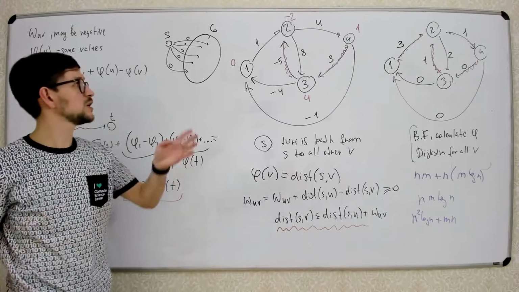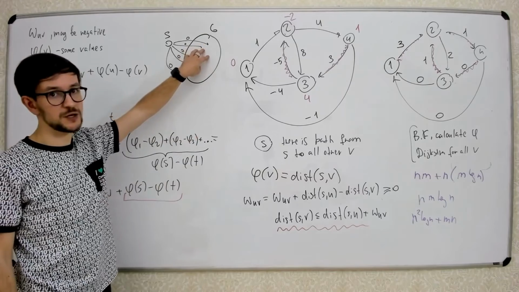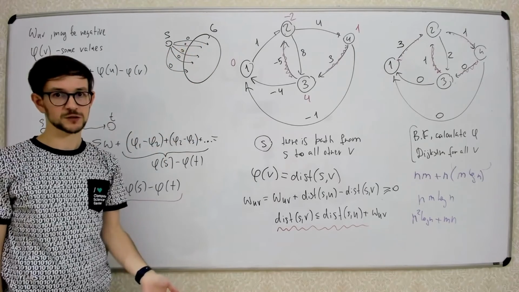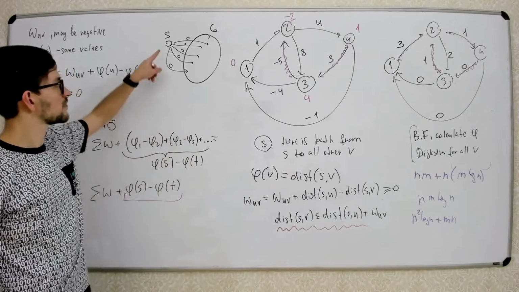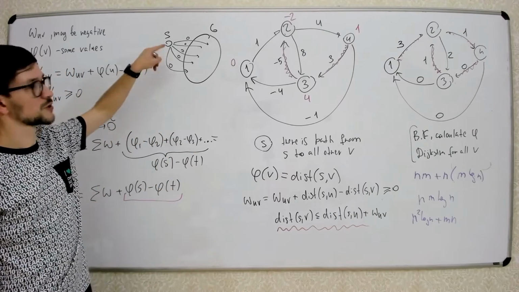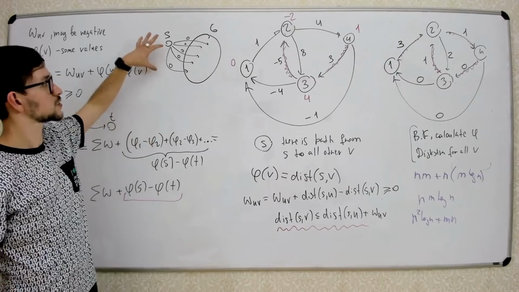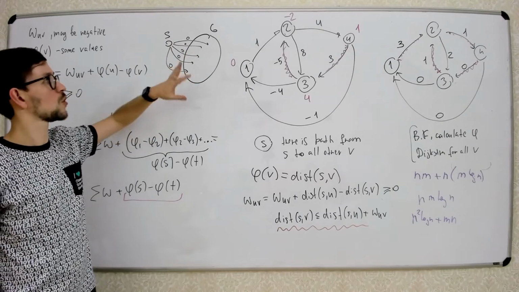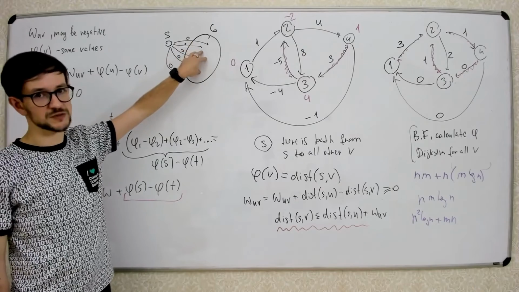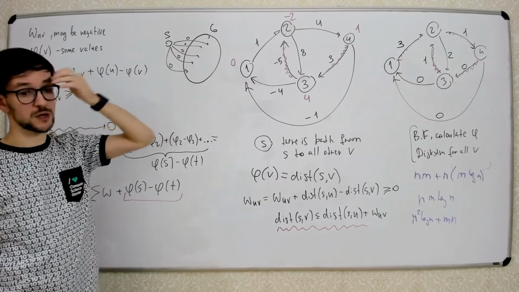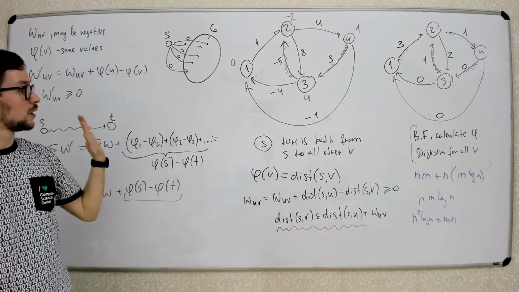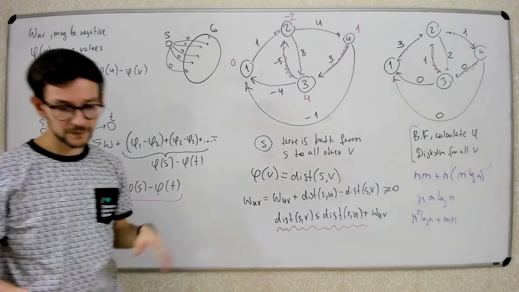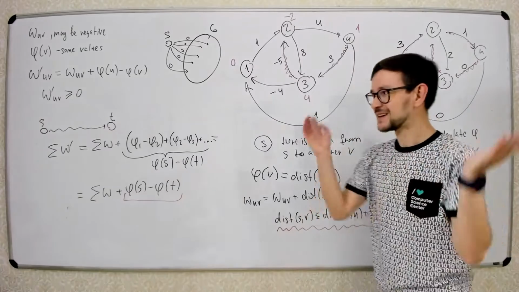Small observation. If you don't have any negative cycles here, then in this modified graph you also don't have any negative cycles, since you don't have any cycle going through this node S. This node S has only outgoing edges, so you don't have any new cycles in your graph. So if you didn't have any negative cycles before, you don't have any negative cycles now. That's all.